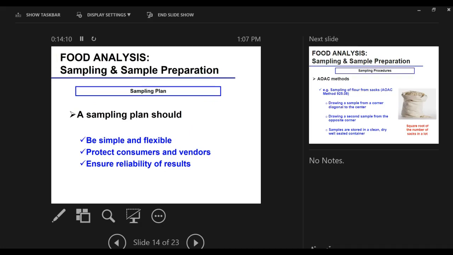Overall, you want to be reasonable in your sampling plan. You want to think about time, efficiency, cost, all of that. So you want to make it as simple and as flexible as possible when you make your decisions. You want to protect both the consumers and the vendor, and you want to ensure that your results are true, reliable, and you can trust them.